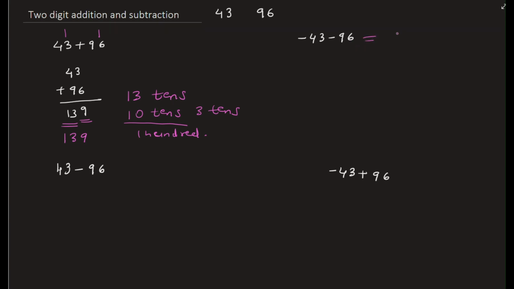Next I have two negative numbers, negative 43 minus 96. The answer is the same. I have 139 but with a negative sign in the front because both the numbers are negative.